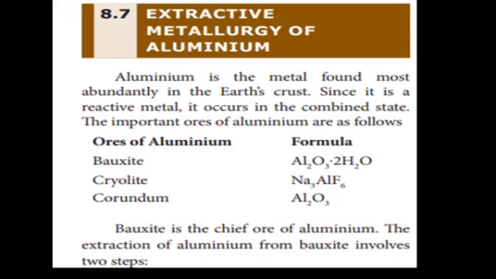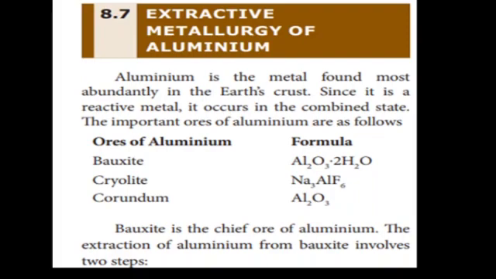Metallurgy of aluminium. Aluminium is the metal found most abundantly in the earth's crust. Abundantly means large quantities available in the earth's crust. Since it is a reactive metal, it occurs in the combined state. Combined state means mixed with other elements.